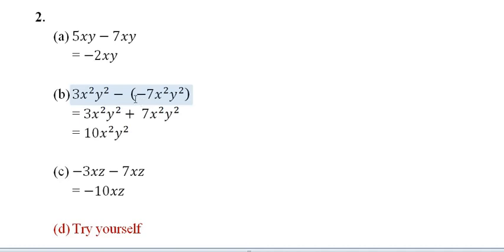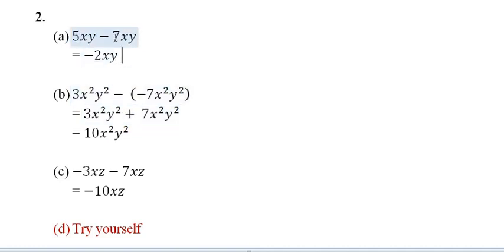So it will be written as 5x minus 7xy. In question number B, 3x square minus 7x square y square. And in question number C, minus 3xz minus 7xz. Anyway, so now let us continue. So 5x minus 7xy. The variables are same, they are the like terms, by the way. So only in case of like terms we can do the addition and subtraction.